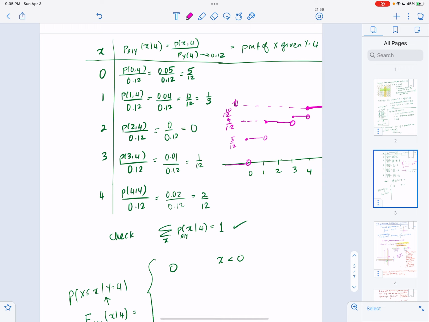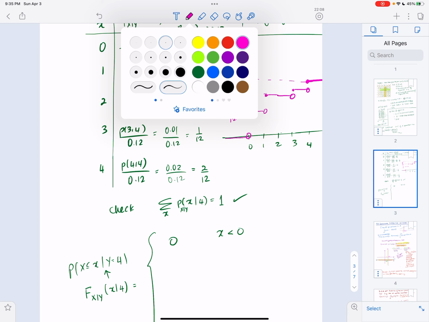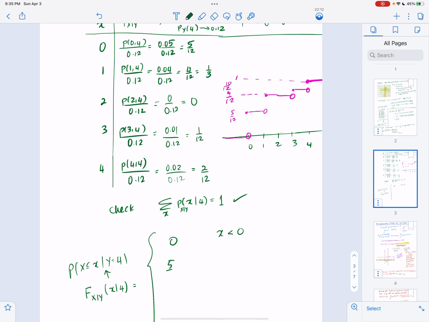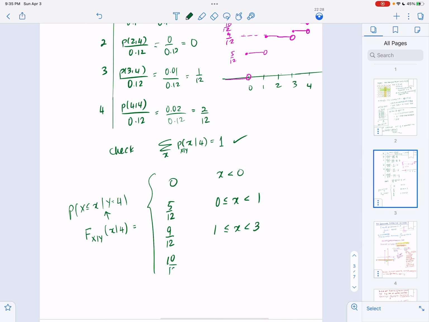Okay, so it's just like you did before. You're just adding up these probabilities. So it is 0 till 0. Then it is 5/12 when you're between 0 and 1. At 1, it jumps up an additional 4/12 to 9/12. And it stays at 9/12 till 3. Then it jumps up an additional 1/12, and it stays at that till 4. And then at 4, it jumps up an additional 2/12. And for all x bigger than 4, the probability x less than or equal to x, given that y is 4, is 1. So this is part D.